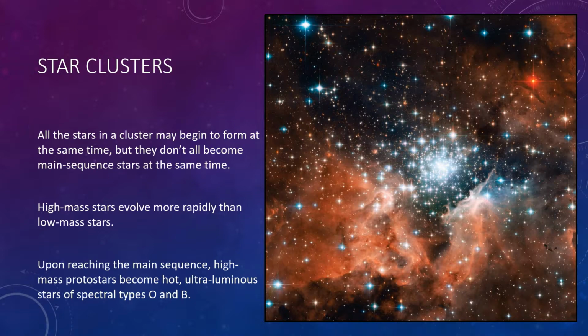High-mass stars, as you saw, evolve more rapidly than low-mass stars. The more massive the protostar, the sooner it develops the central pressure and temperature needed for steady hydrogen fusion to begin, thus joining the main sequence. Upon reaching the main sequence, high-mass protostars become hot, ultraluminous stars of type O and B.